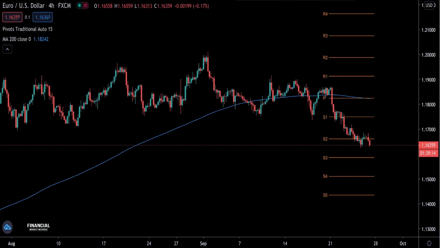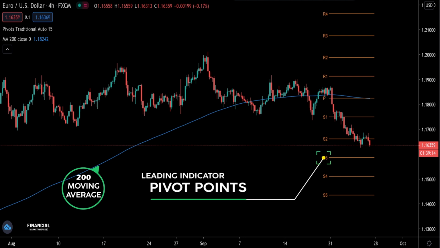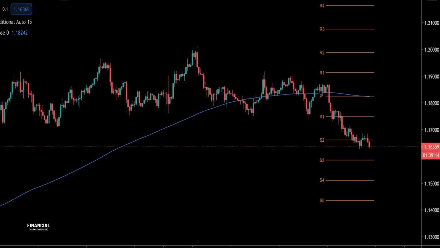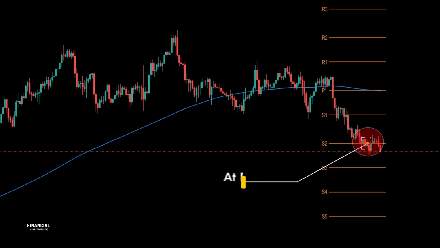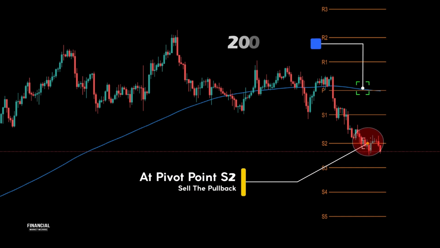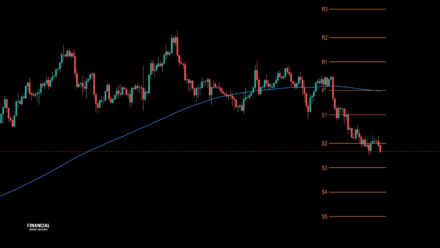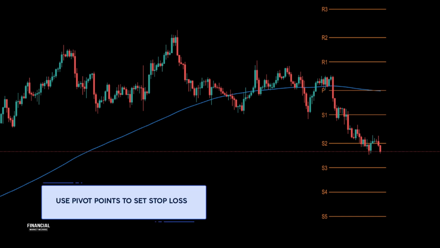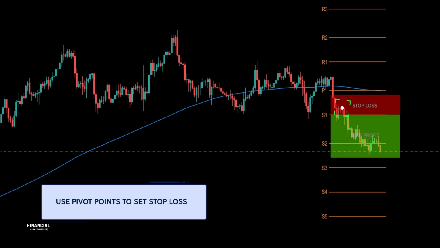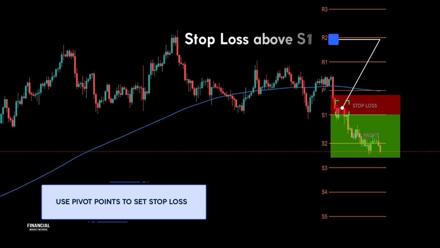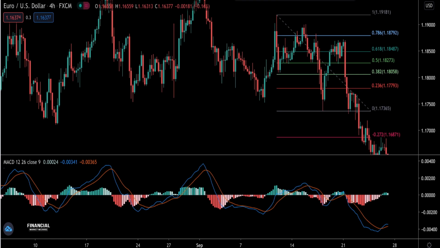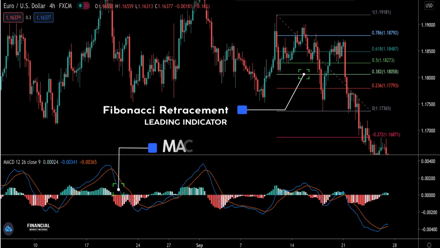The next thing you want to do is to look for an entry point using the leading indicator. In this case, I use the pivot point to illustrate this. You can sell a pullback at the pivot point S2, when price is trading below the 200 moving average, in the direction of the trend. You can also use the pivot point to set your stop-loss order. In this case, you might want to put your stop-loss above S1, which is support that was previously broken and now acts as resistance. Alternatively, you can consider using a Fibonacci retracement and an oscillator like the MACD.